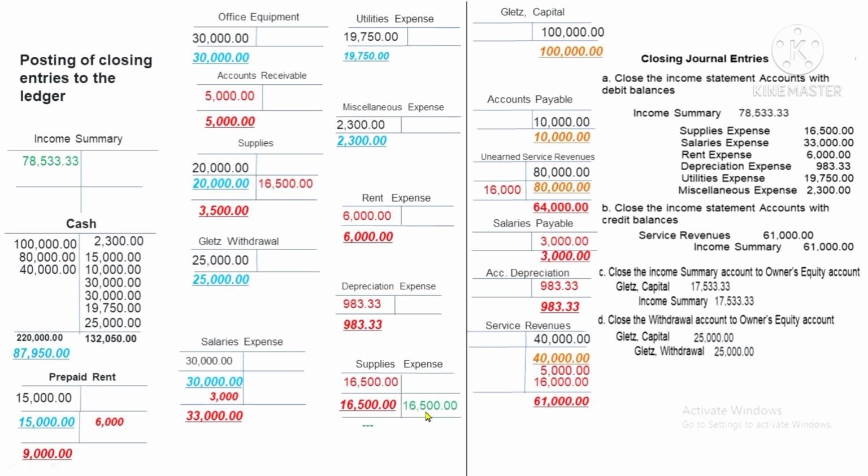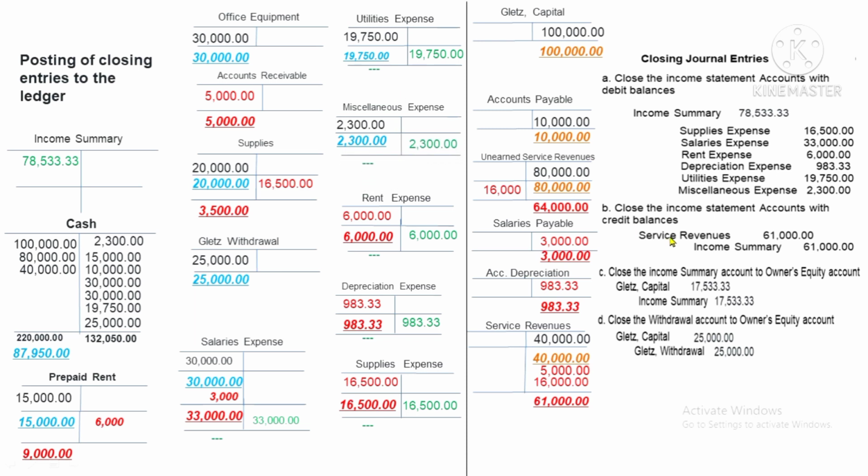Now we need to close the accounts like supplies expense. We have to credit 16,500 and it will be closed, followed by the salaries expense, credit 33,000 and it will also be closed or become zero, followed by again the rent expense, credit 6,000 and it will be reduced to zero. We have also the depreciation expense, we're going to reduce that also to zero, and the utilities expense, credit 19,750, so it will become zero also, and lastly the miscellaneous expense.